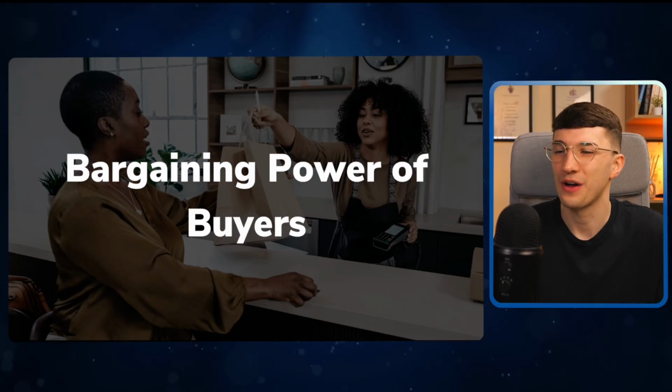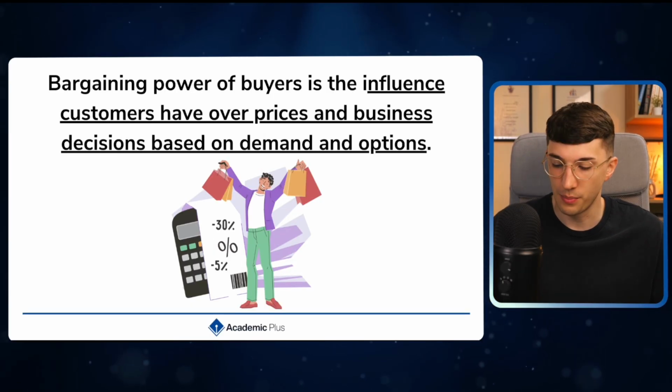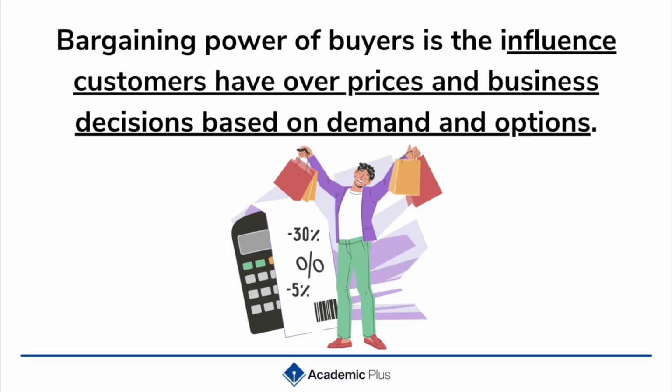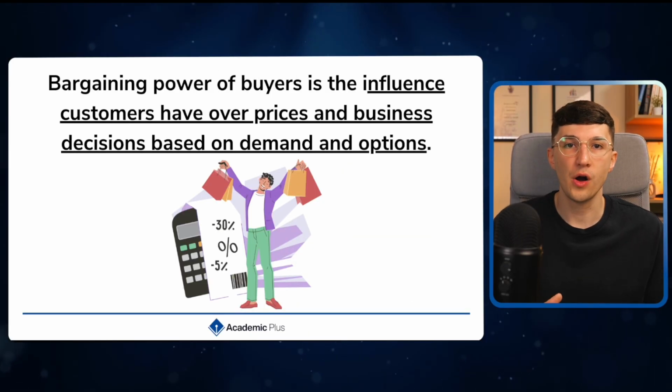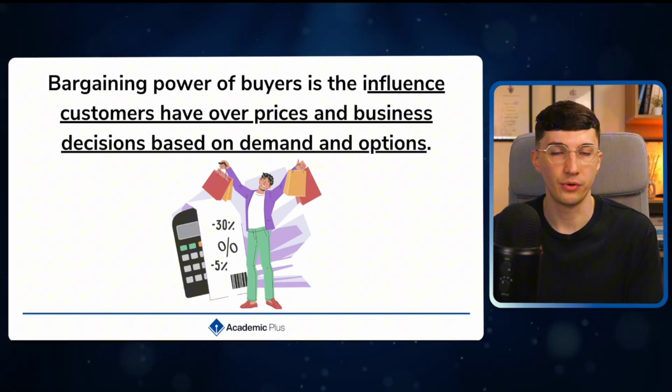Next up, we have of our 5 forces is the bargaining power of buyers. Also, your bargaining power of customers. Now, your bargaining power of buyers is the influence customers have over prices and businesses' decisions based on demand and options. Because when we think about it, customers, they want the highest quality product at the lowest possible price. So essentially, when the bargaining power of buyers is high, customers are able to negotiate lower prices.